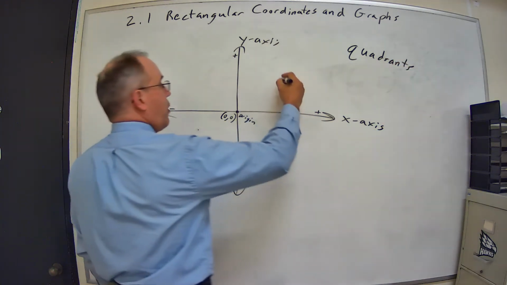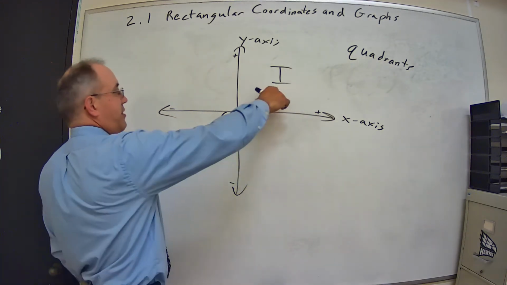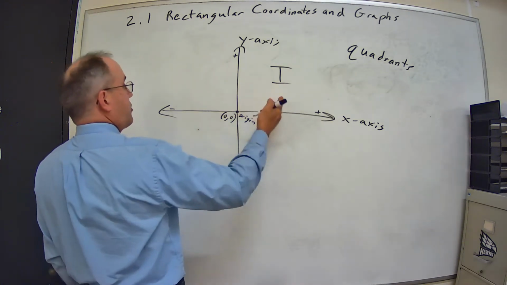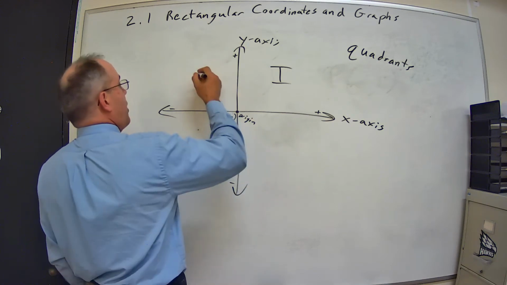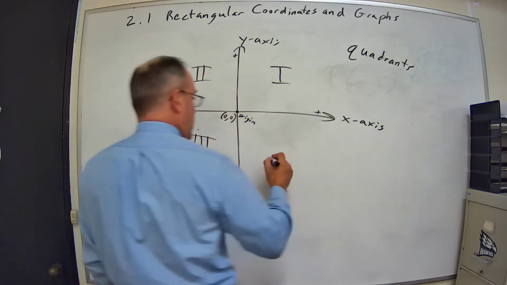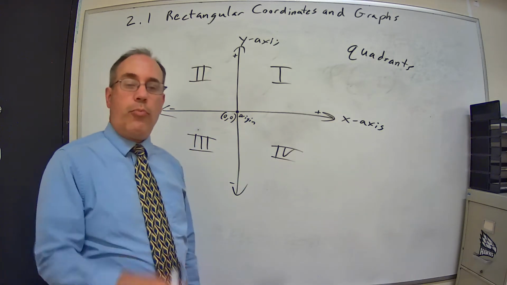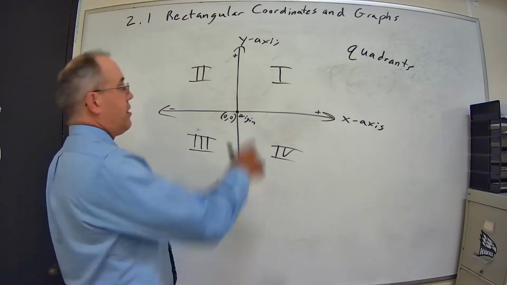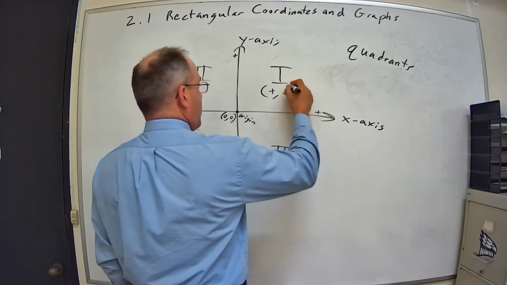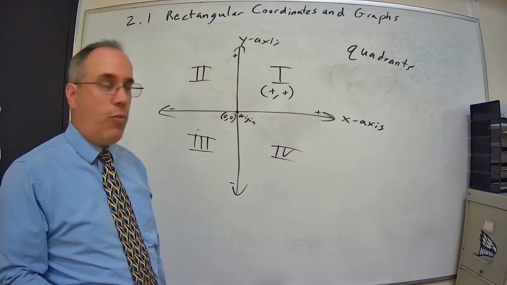We start with this quadrant, we call that quadrant number 1, and we use Roman numerals for this. Don't write 1, 2, 3, 4 in your normal numbering. Use Roman numerals and we go counterclockwise, so 1, 2, 3, 4. And I will point out something with this, that in the first quadrant, all of our ordered pairs will be positive, positive. You'll have a positive x value and a positive y value.